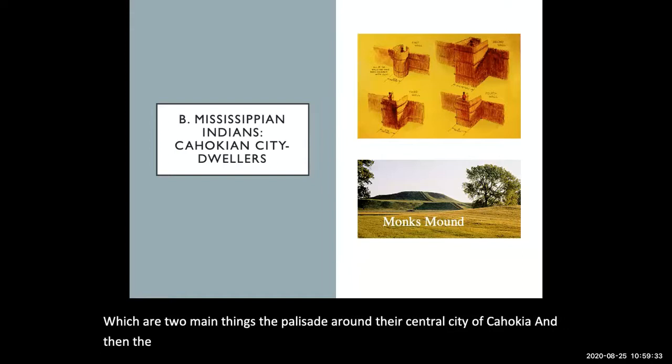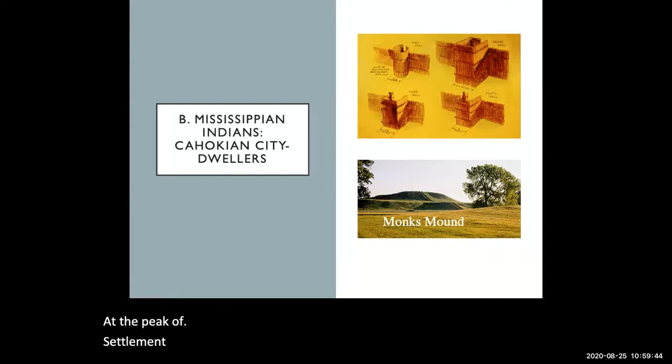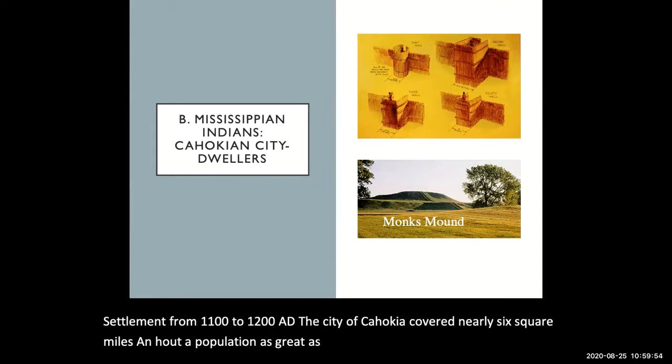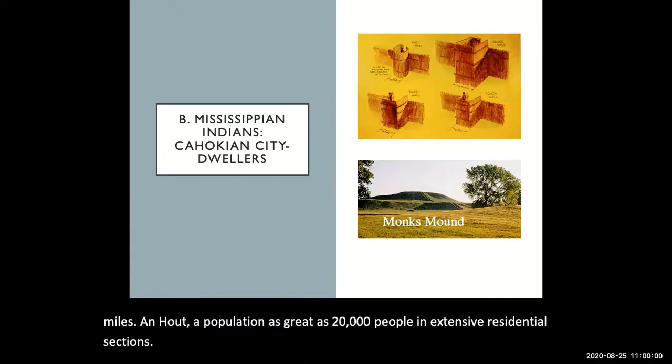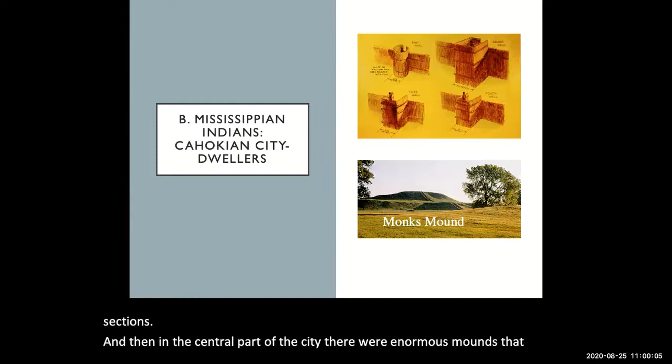on top of. At the peak of settlement from 1100 to 1200 AD, the city of Cahokia covered nearly 6 square miles and had a population as great as 20,000 people in extensive residential sections. And then in the central part of the city, there were these enormous mounds that were used for ritual purposes, or buildings were built on top of them, or they were used for burial.